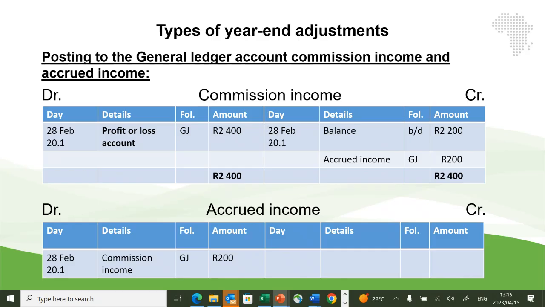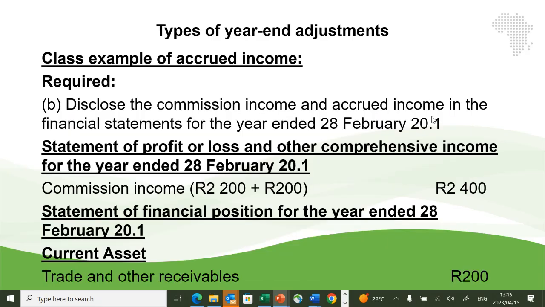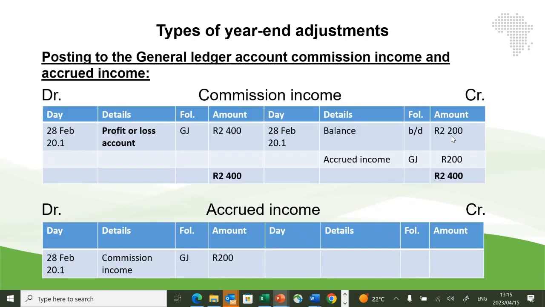Commission income, we said income increases on the credit side. So income will have the amount on the credit side. So the opening balance, what we are opening with, 2,200, should appear on the credit side. Sorry. So already here we have a balance that we have brought down of how much? Of 2,200.